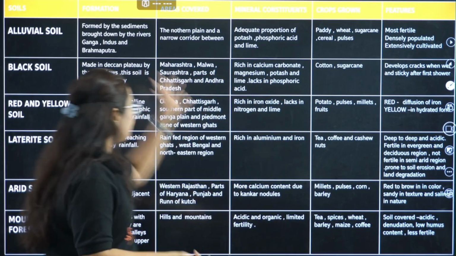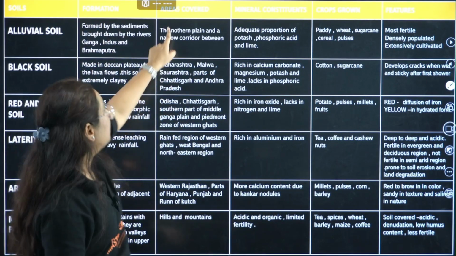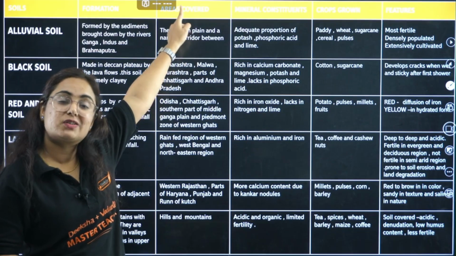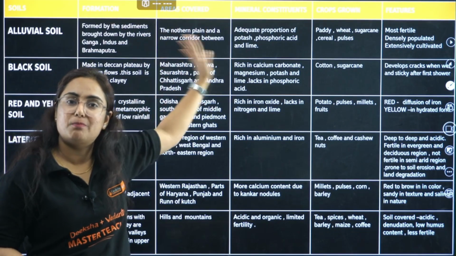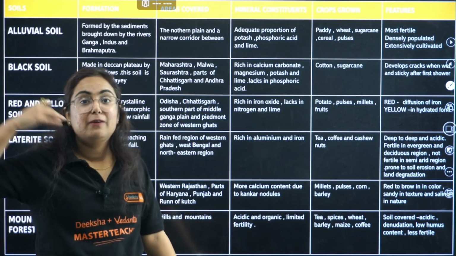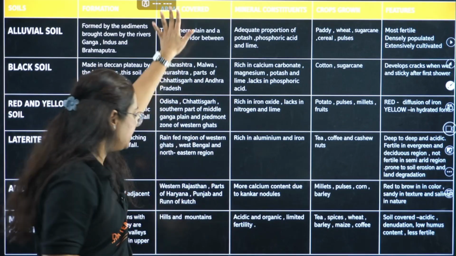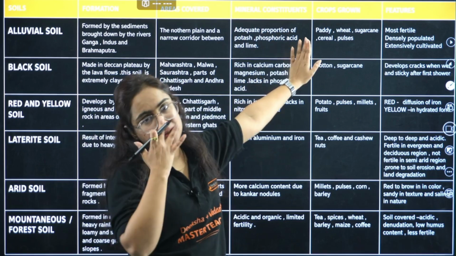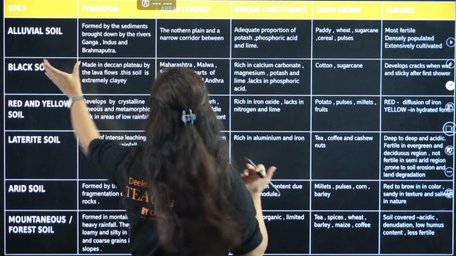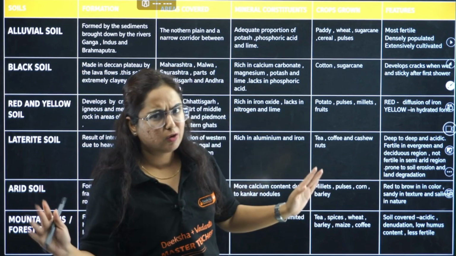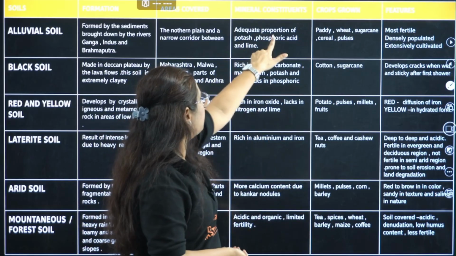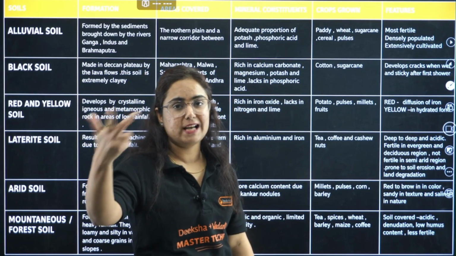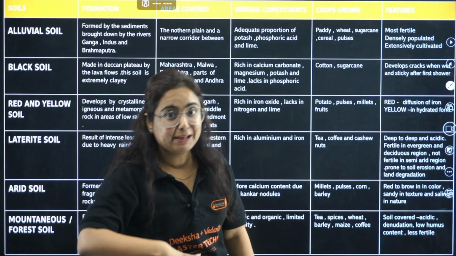Once formation is done, we will move to the areas covered. While studying the areas covered, we will keep the map alongside so that by the visualization method, we remember these areas. Then comes the mineral constituents, which is very important. If I talk about alluvial soil, the most fertile soil of India, it has an adequate proportion of potash, phosphoric acid, lime, PPL, like IPL, right?